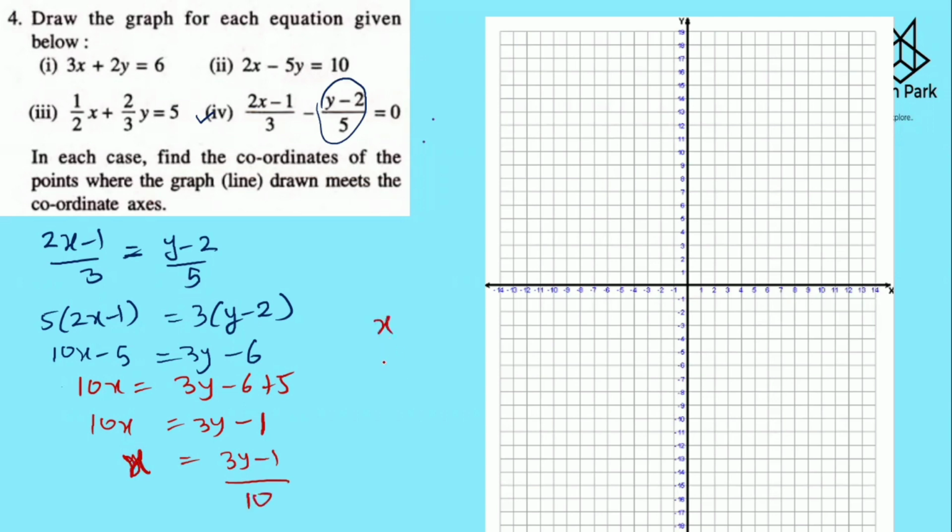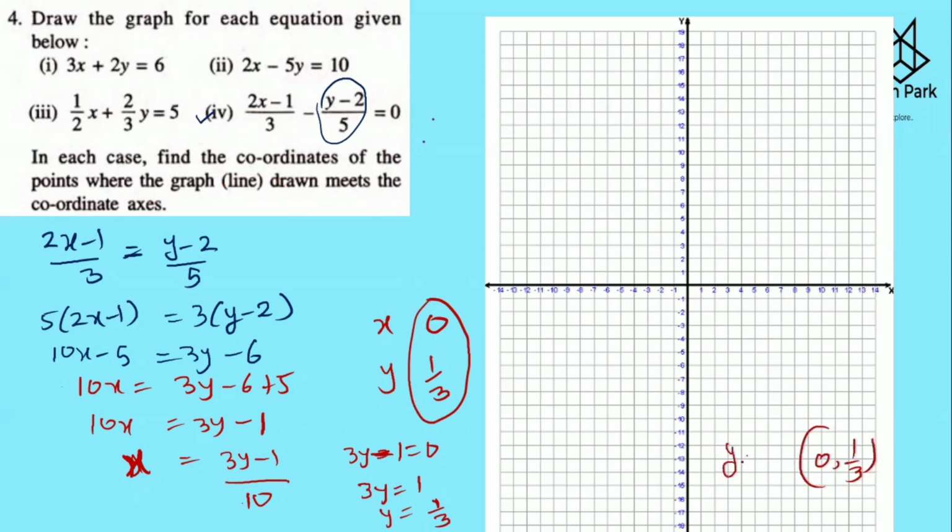Let us create a table for x and y. If you put x is equal to 0, this 10 goes here, 0. So you get 3y minus 1 is equal to 0. So 3y is equal to 1, or y is equal to 1 by 3. So where does the line meet? The coordinates where the line meets the y-axis is 0, 1 by 3. So this is the point. 0, comma 1 by 3 is the point where the line meets the y-axis.